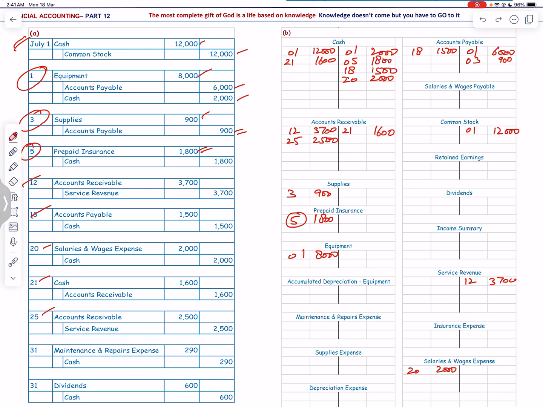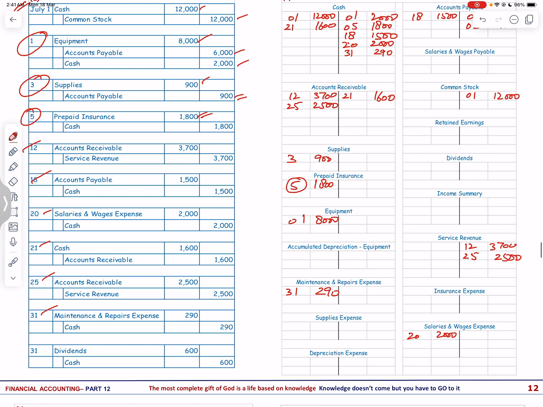Then maintenance and repairs on 31st of July is debit by 290 and cash is credit on 31st of July by 290. Then we have dividend, and dividend is debit by 600 and the date is 31st of July, and cash is credit on 31st July by 600.